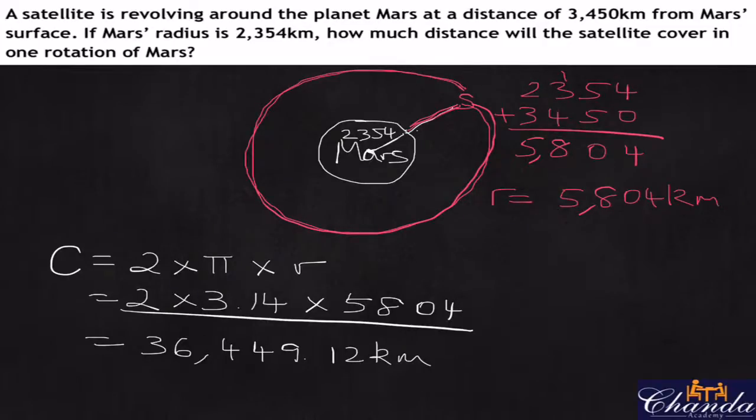So the satellite will cover a distance of 36,449.12 kilometers in one rotation of Mars. Cool. Let's move to the next question.